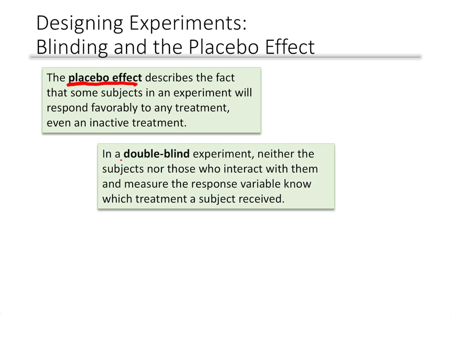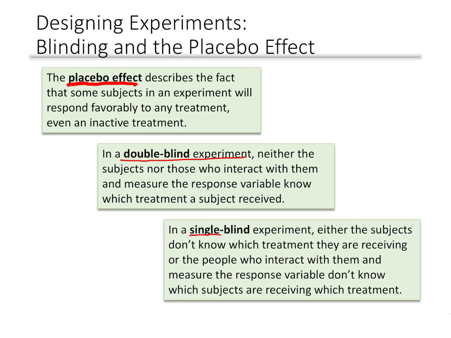Okay, a double-blind experiment. Neither the subject nor those who interact with them and measure the response variable know which treatment a subject received. Okay, so the person taking the medicine wouldn't know, and the person recording the information doesn't know what they were taking. That's double-blind. A single-blind experiment: either the subjects don't know which treatment they're receiving, or the people who interact with them and measure the response variable don't know. Usually it is the person taking it doesn't know if it is a placebo or a medicine, hence the placebo effect that we are talking about up there.